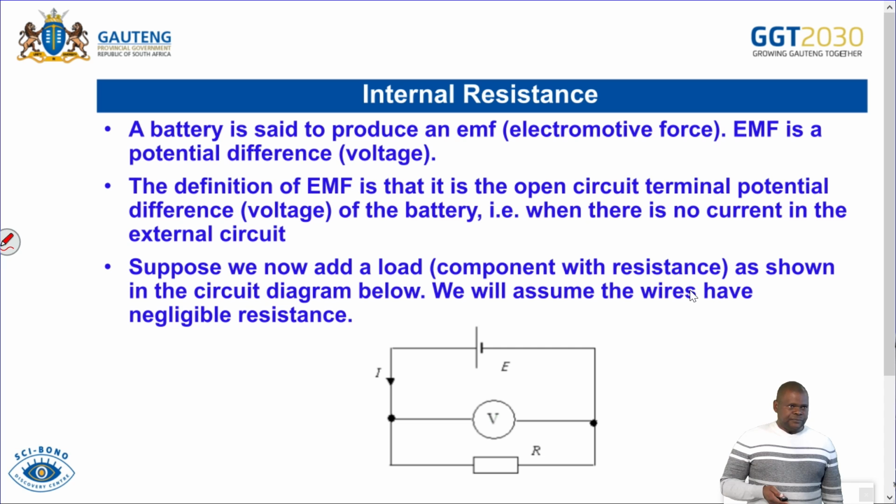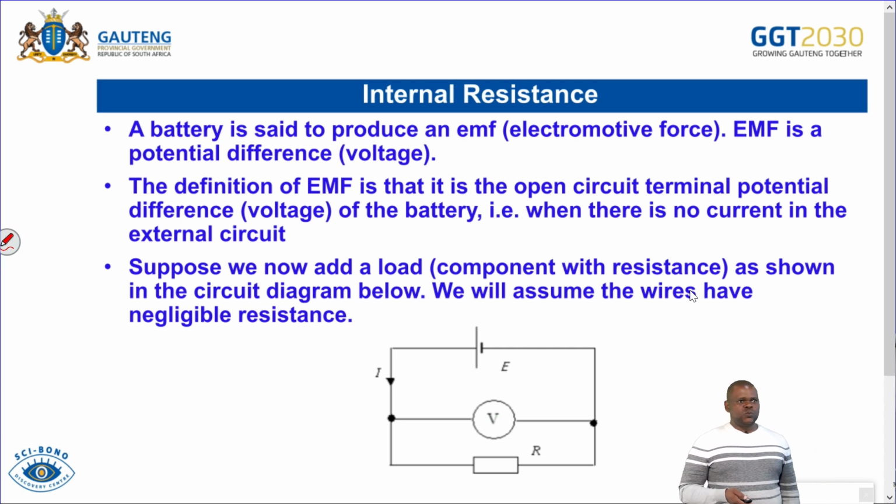It says here, a battery is said to produce an electromotive force, or EMF. EMF is the potential difference of the battery. If you use a voltmeter to measure the voltage of a battery, it will give you what? EMF.